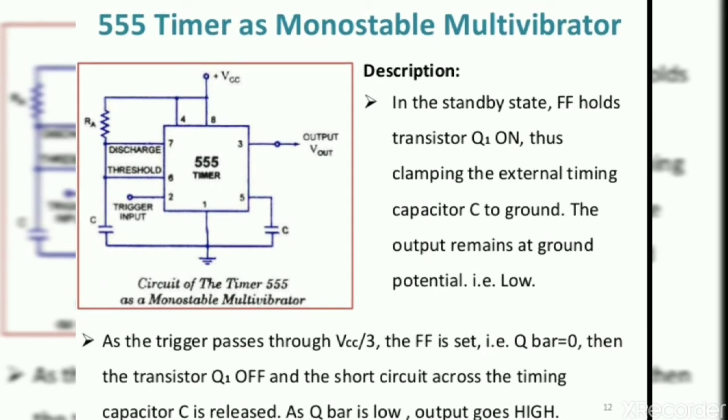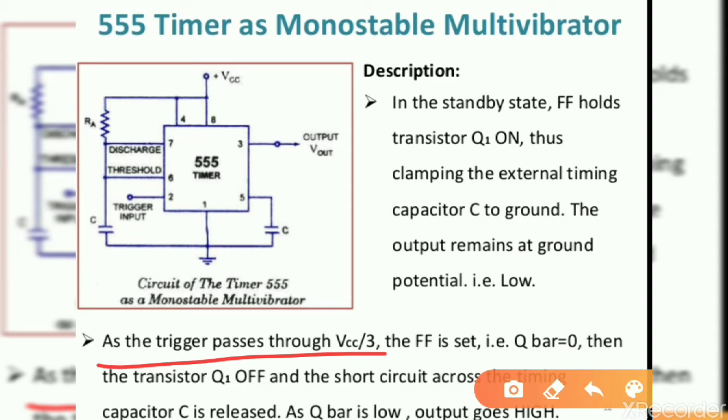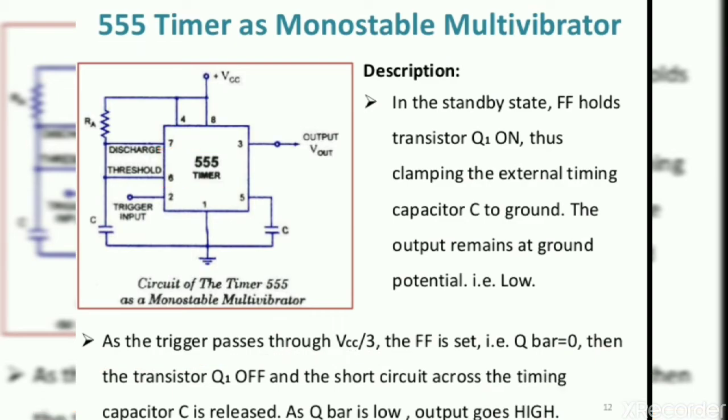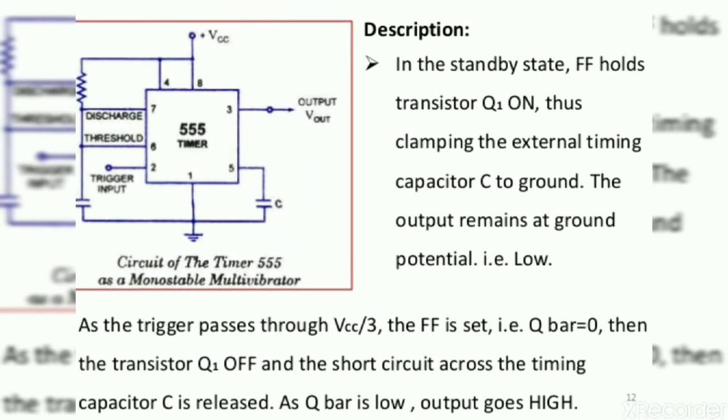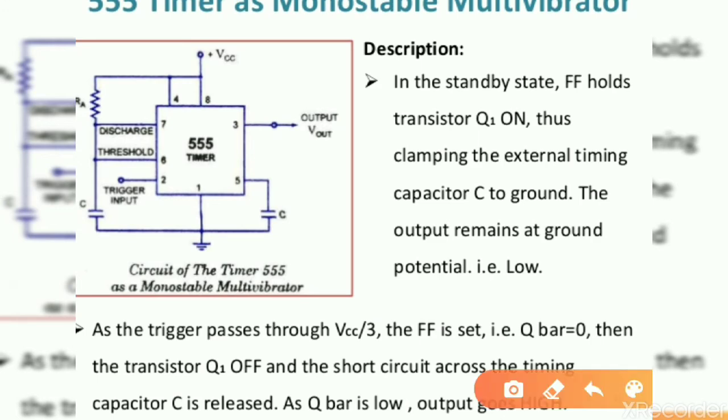Now, as a triggering pulse is applied, you can see here, 1/3 of VCC is applied. That means we have one comparator here and one comparator here. The first comparator will receive 2/3 of VCC, the second comparator will receive 1/3 of VCC. So as the triggering passes through 1/3 of VCC, in this case, the flip-flop, recall the circuit present in the IC555 timer, the flip-flop resets.